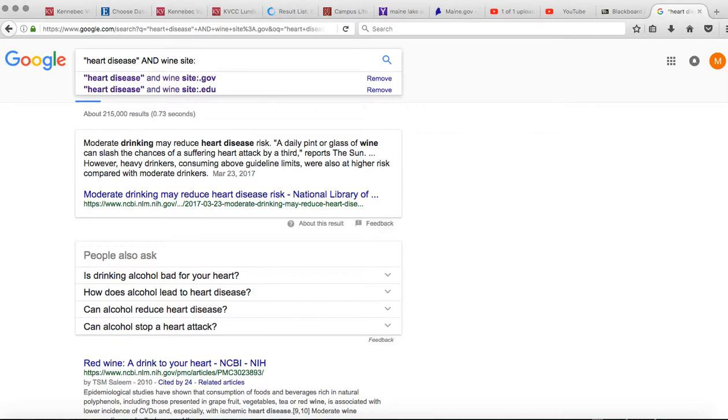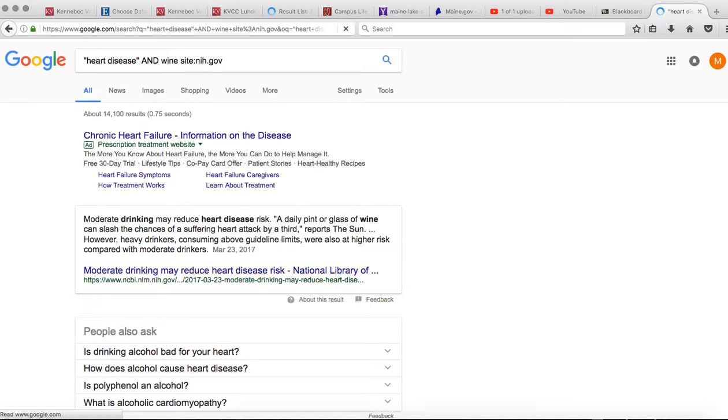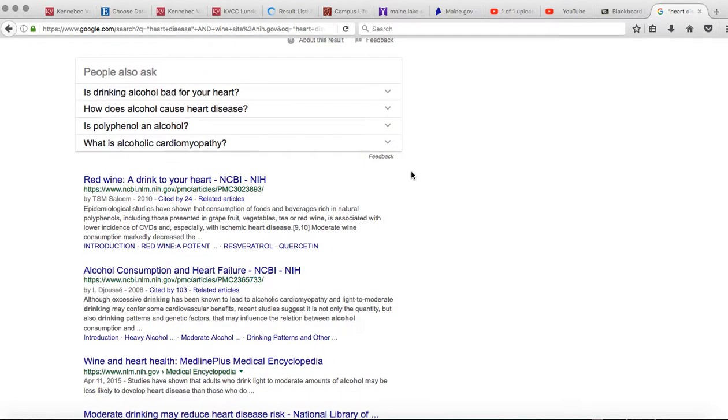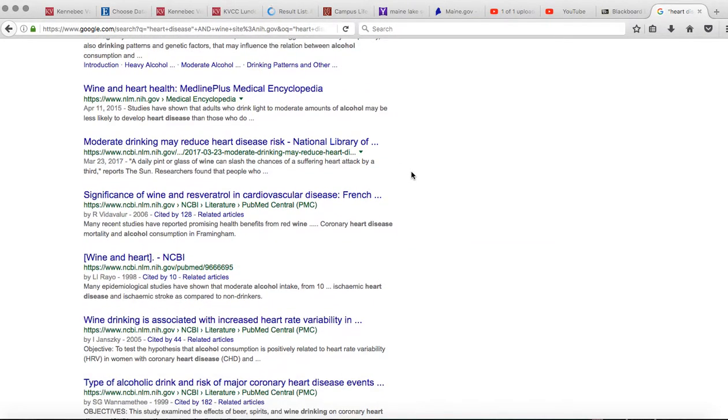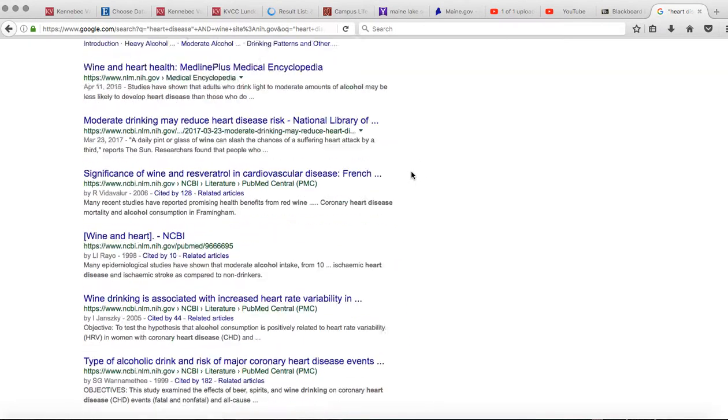So that's one basic way to use it. The other thing that we can do is we can point it at whole websites. So rather than looking at .gov and .edu as these larger bodies of websites, we could, for instance, point it exclusively at NIH.gov, and we are only going to get returns from NIH. Okay, and a lot of these are studies. And so that's really helpful.